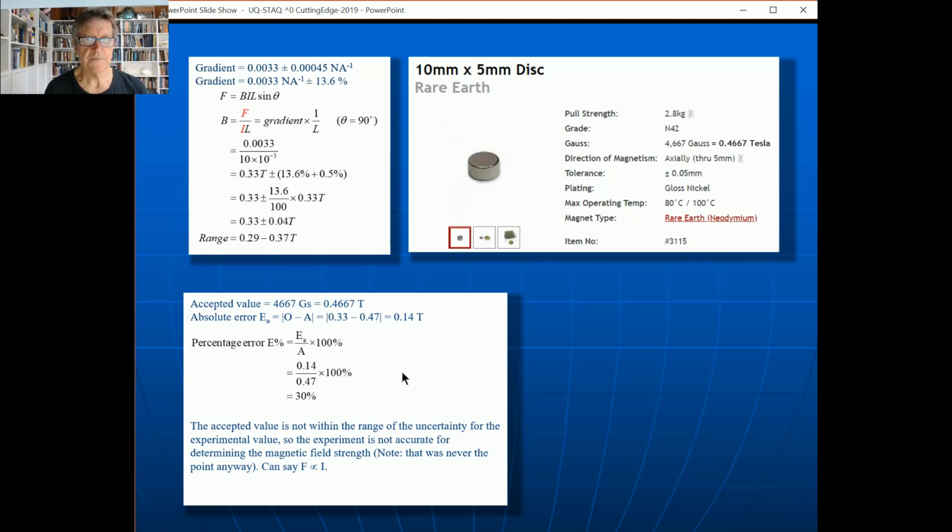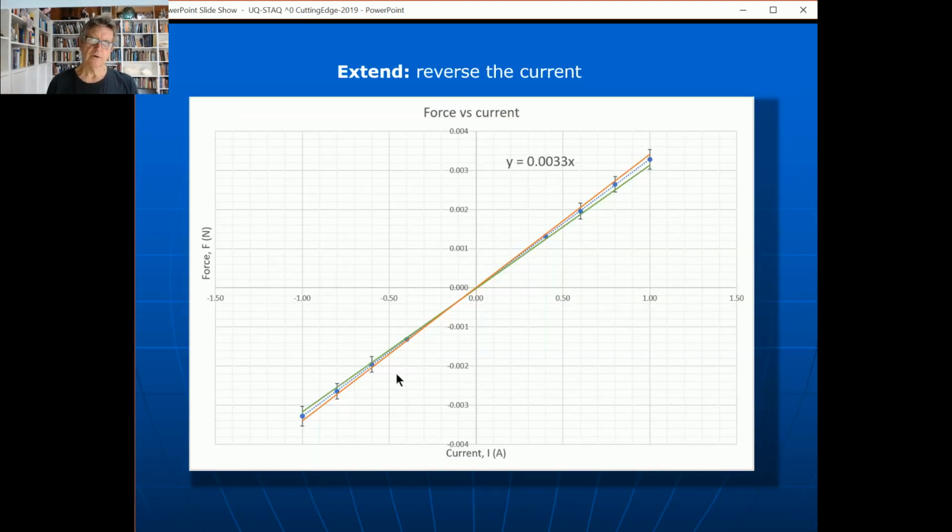Okay. Now what you can do to extend the prac is, for the student experiment, they can run it backwards. So the first part of the experiment, you get data from a current of 0 up to 1 amp, and a force which will go up from 0. Of course, when there's no current, it should be 0, up to whatever that happens to be in newtons, so many grams converted to newtons.